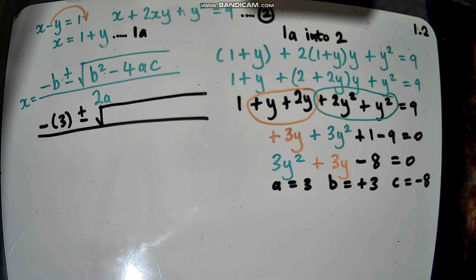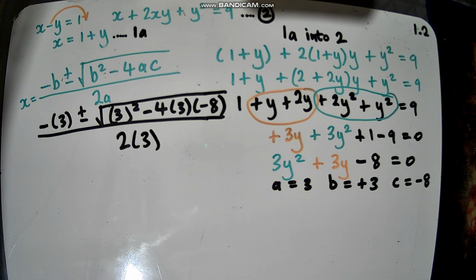So b is... it's minus b, the equation. So it's minus and then 3 for b. Then b squared, it's 3 squared. A is 3 and c is -8. All over 2a, and a is 3.